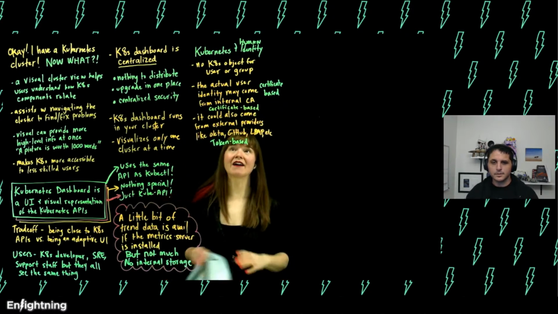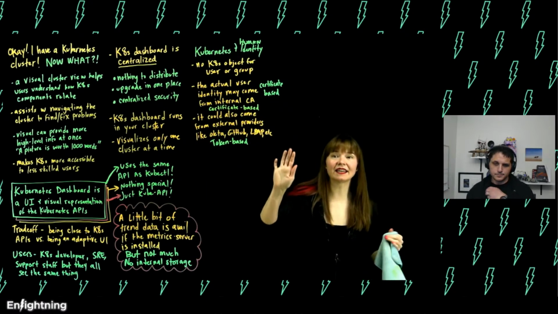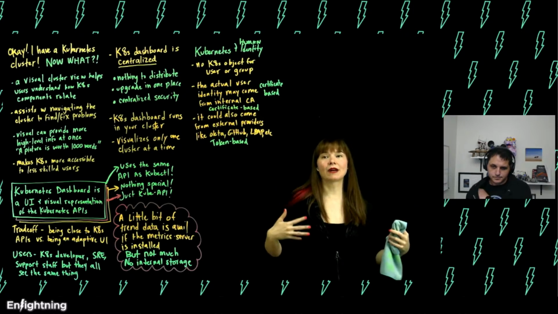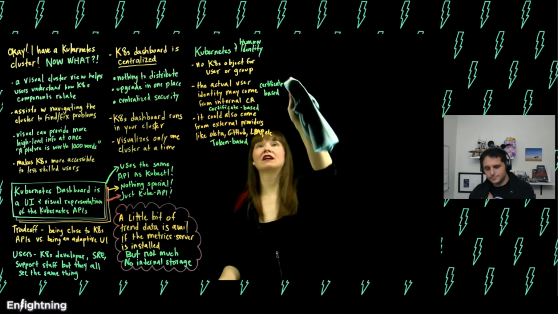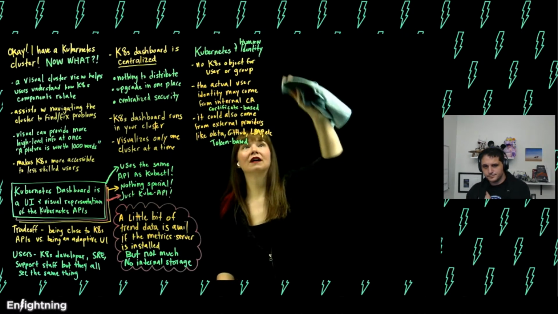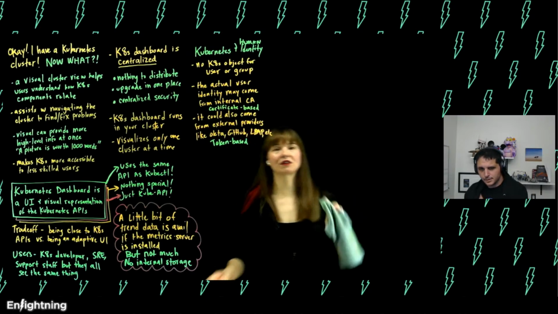Okay, so basically users need some way to have identity in the cluster, and Kubernetes doesn't do identity natively. Like there's no object called user.